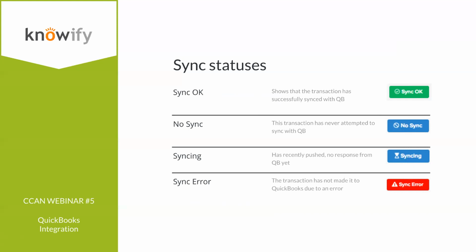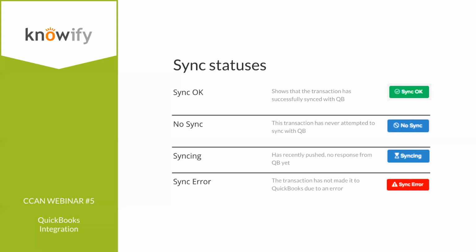If the field reads syncing, it means we're still waiting on a response from QuickBooks to tell us whether or not it made it across successfully. This should update pretty quickly. If it's taking too long, refresh your screen. That'll update it to sync OK or hopefully not sync error. And then if anything ever gets stuck syncing, you can reach out to our team, or you can click there and it'll try to push it again. Sometimes things get stuck. It's kind of just the nature of an integration between two software.